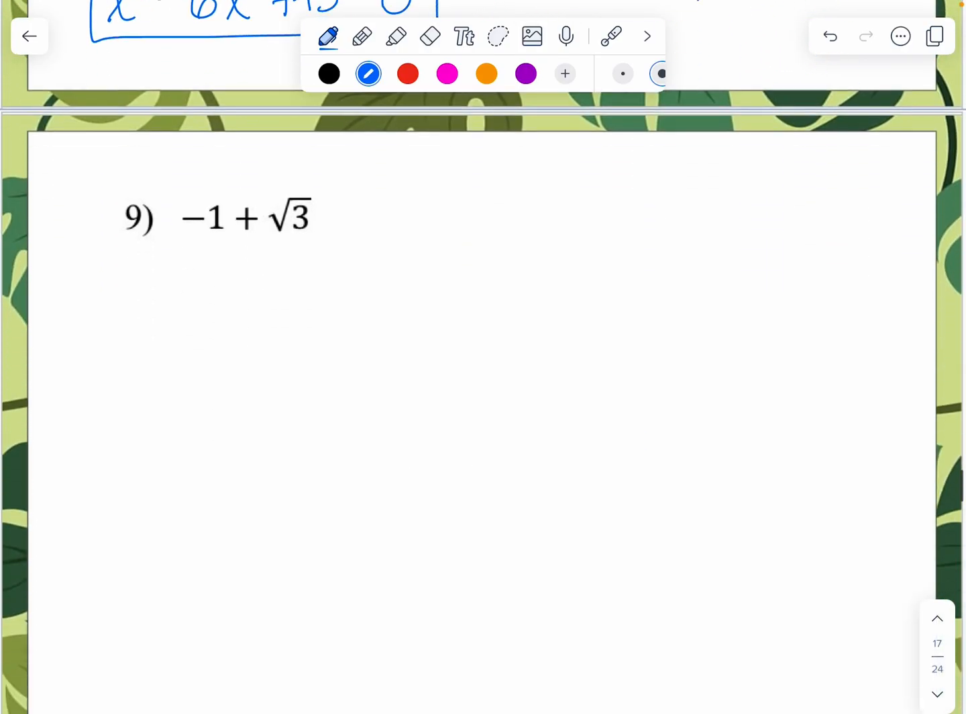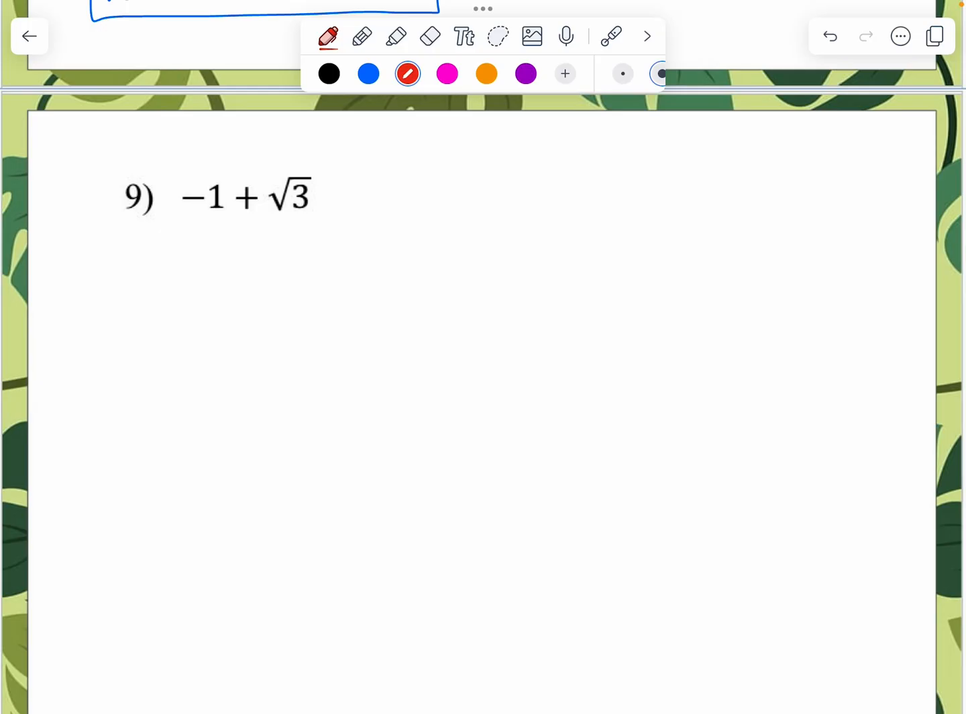All right, let's do it again. So this one is an irrational. Negative 1 plus the square root of 3 is going to give me an irrational, and it has a conjugate. So it has a pair. If I have negative 1 plus the square root of 3, I also have negative 1 minus the square root of 3. Irrationals and imaginaries travel in those plus or minus pairs.